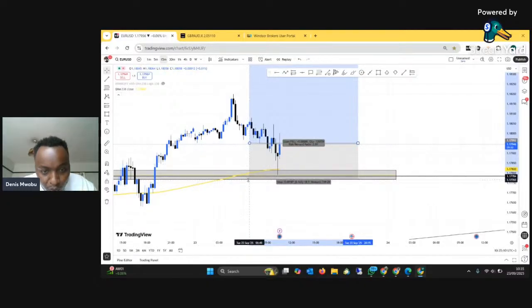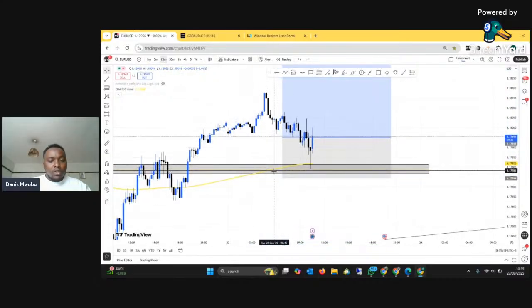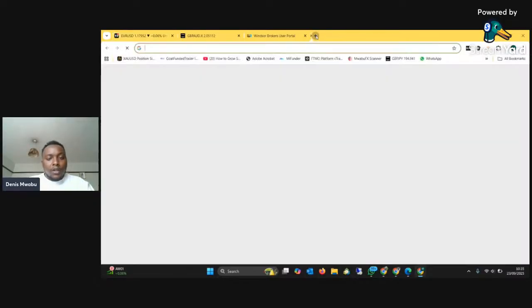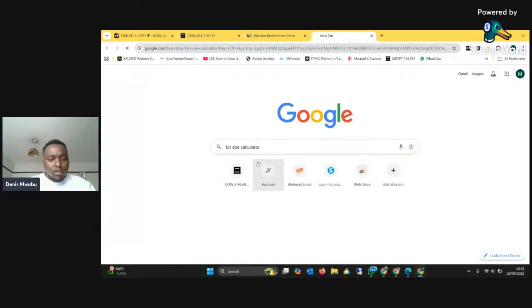My stop loss will be a 19-20 pip stop loss, just to be below this area. And for those guys who don't know how to calculate lot sizes, we'll come here to the lot size calculator.